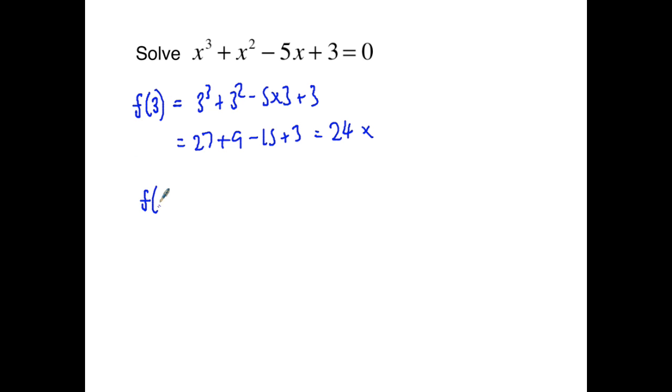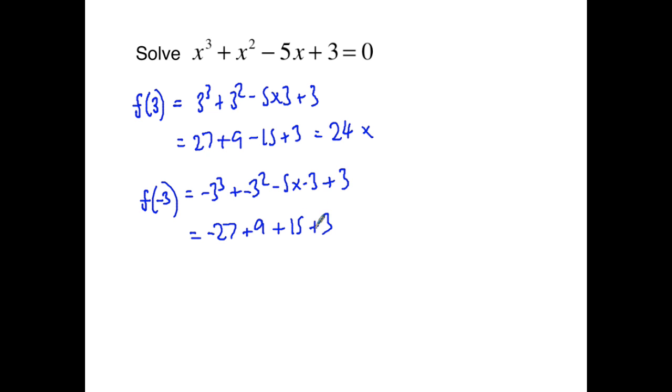If we try minus 3, we get minus 3 cubed plus minus 3 squared minus 5 times minus 3 plus 3, which would be minus 27 plus 9 plus 15 plus 3, which does equal 0. And therefore minus 3 is a root, and more importantly for us, x plus 3 is a factor.